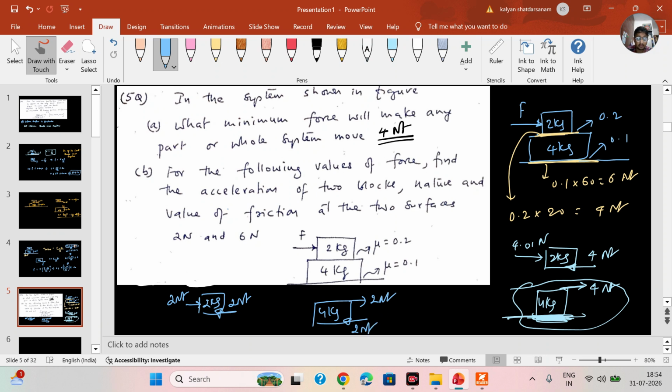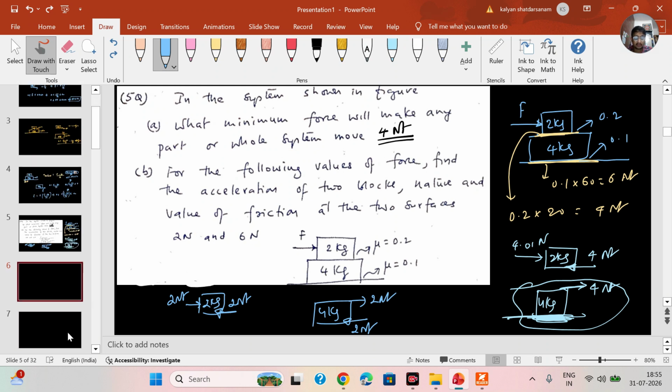So if you apply 2 Newton, then neither the 2 kg moves nor the 4 kg moves. Both accelerations will be 0. But friction on the 2 kg and on the 4 kg will be 2 Newtons. On the 2 kg, friction is 2. On the 4 kg there are two frictions: friction due to the 2 kg and friction due to the ground. Both are equal and opposite. So that's the second bit. It's relatively easier, the second bit, with 2 Newton.